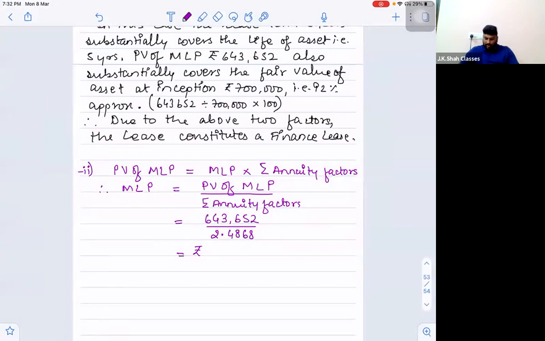We are getting 2,58,827, and this is per annum. This is not the MLP, this is the lease rent per annum. These are the lease rentals for 1 year. Further, I'll multiply by 3 years, then I will get the total MLP, that is the total lease rentals. So the total MLP is 7,76,481 rupees.